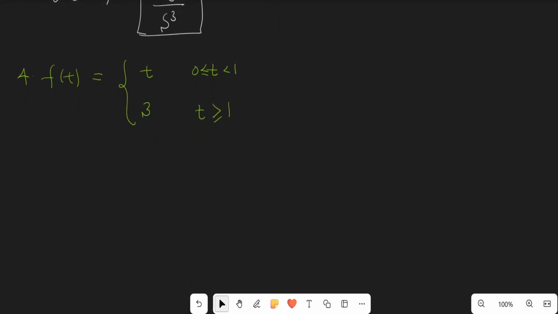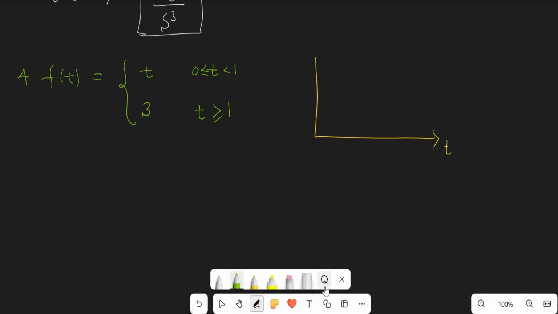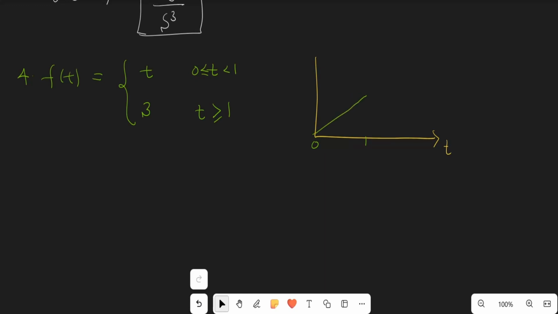Cool. This one, you can draw this one again, so let me draw this one for you to see. So we have this as our axis t, right? It is equal to t for values of t in between 0 and 1. The function f of t is equal to t. That is something like this. So when t is 0, f of t is going to be 0, and when t is 1, f of t is going to be 1. So it's going to be something like this. This is for the first part, right? So that is this one.